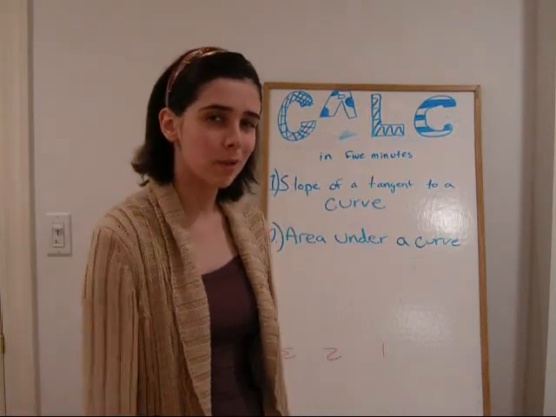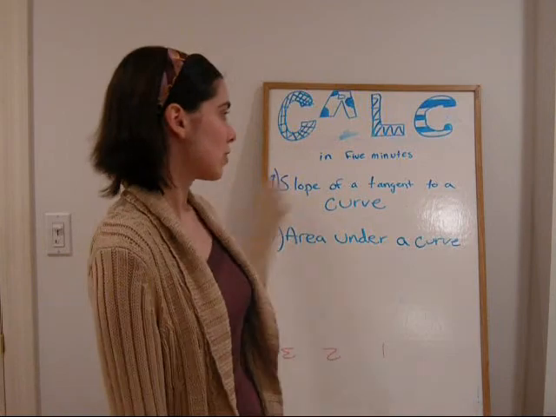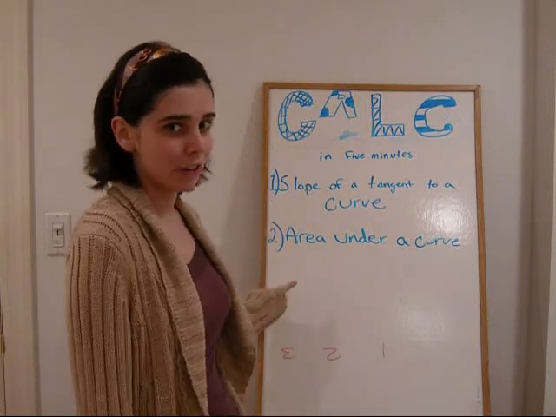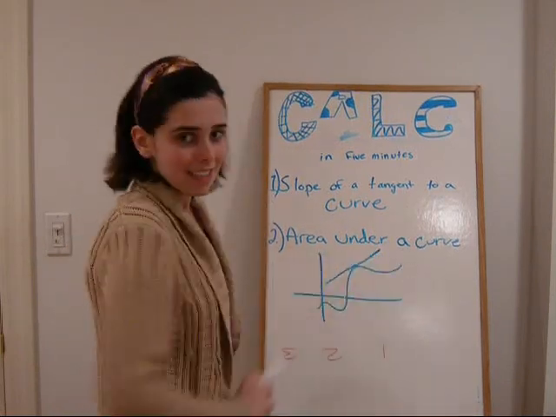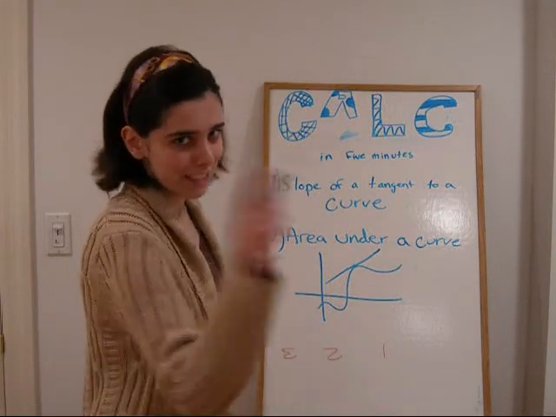Calculus answers two main questions. It helps us find the slope of a tangent line to a curve and the area under a curve. That's a tangent line. We can find the slope of that using calculus.